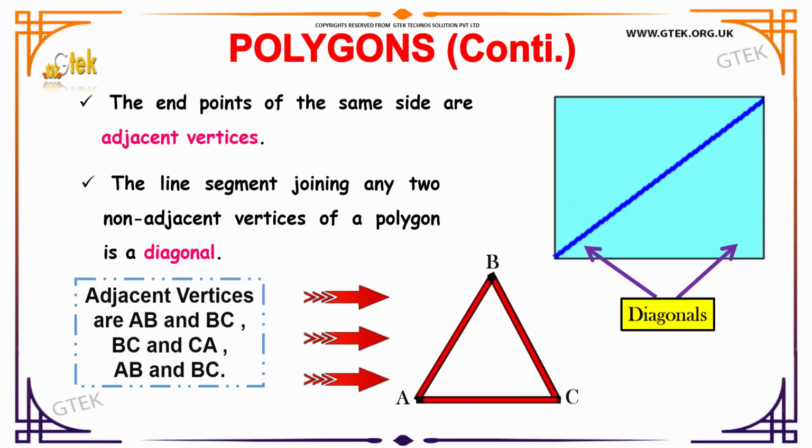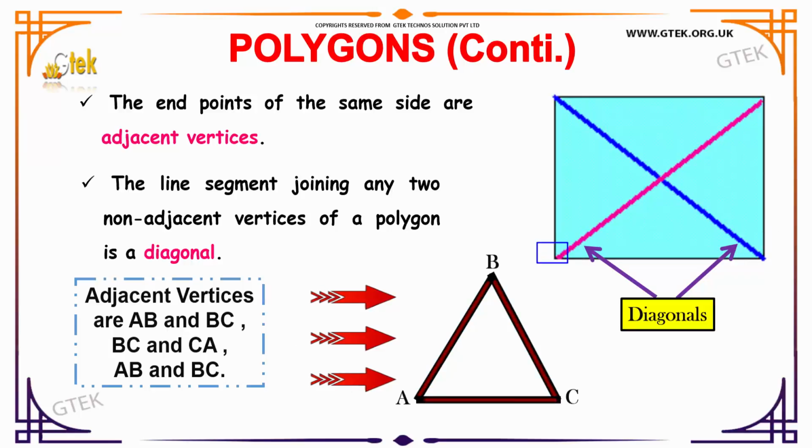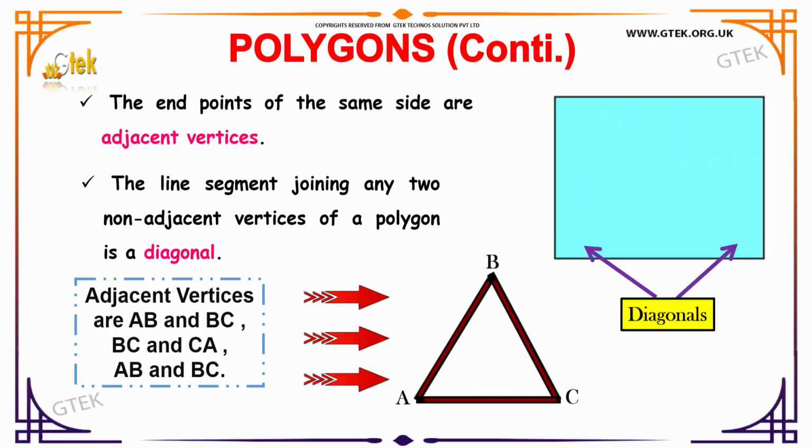The line segment joining any two non-adjacent vertices of a polygon. So here you have adjacent vertices because they are nearby to each other. Any line which is obtained by joining non-adjacent vertices of a polygon is said to be a diagonal. So here we have two diagonals which are obtained by joining non-adjacent vertices.